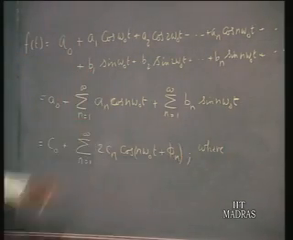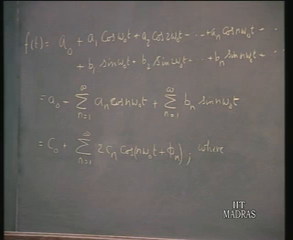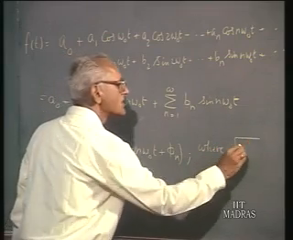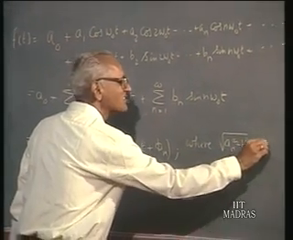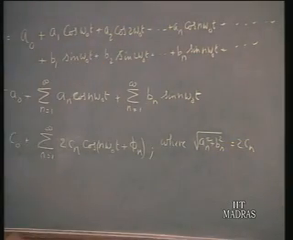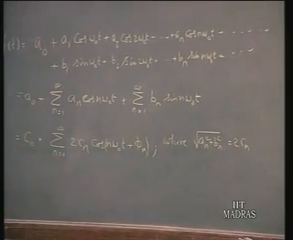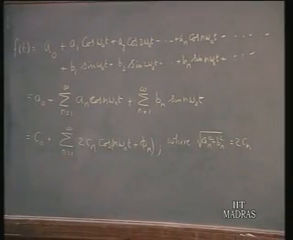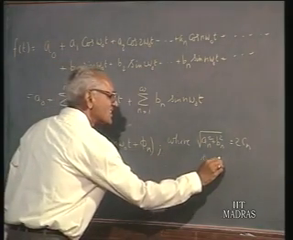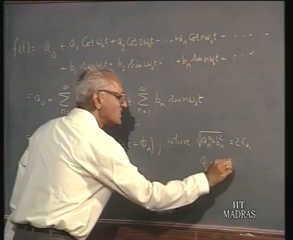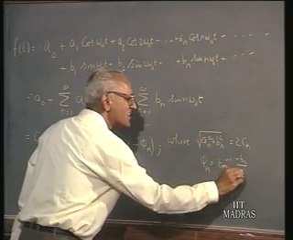When you combine a_n cos n omega naught t and b_n sin n omega naught t together, the amplitude of the resultant will of course be the square root of a_n squared plus b_n squared, and that we call 2C_n. Why this 2 comes, I'll explain in a moment. The angle phi_n is the arctangent of minus b_n over a_n.